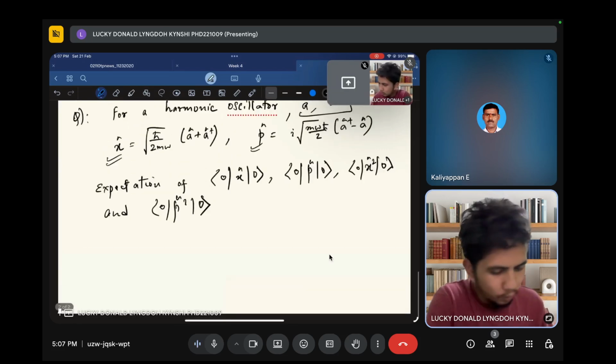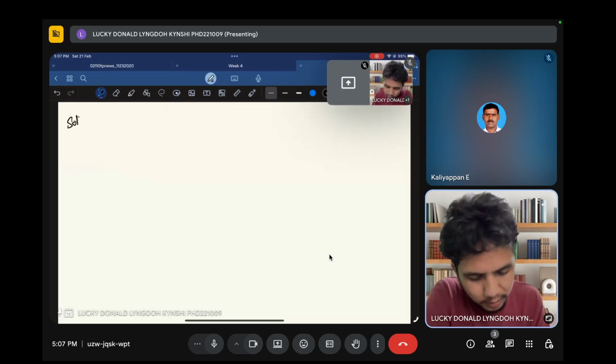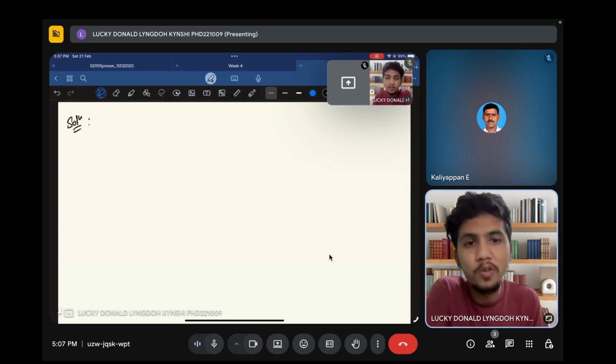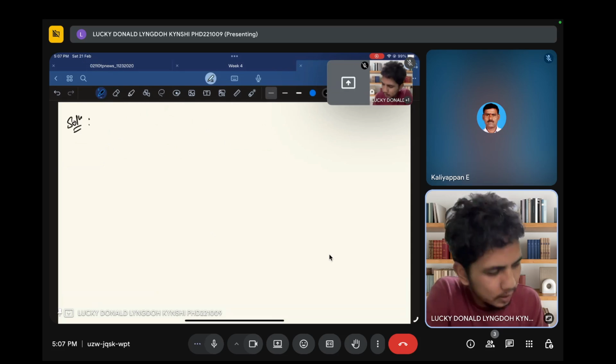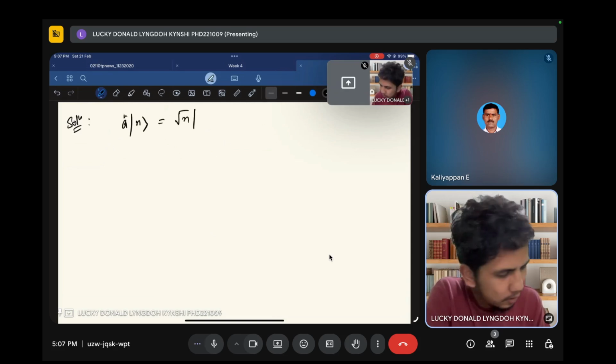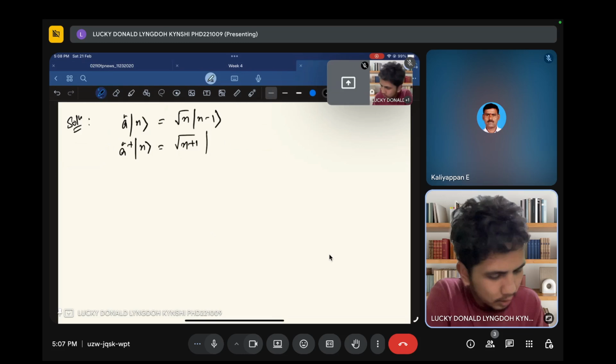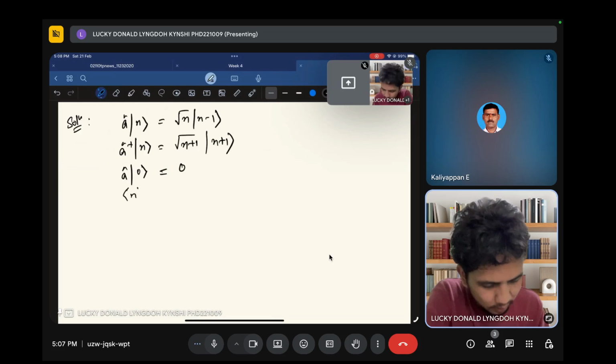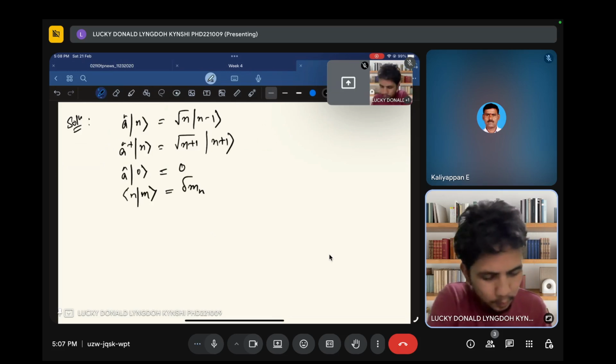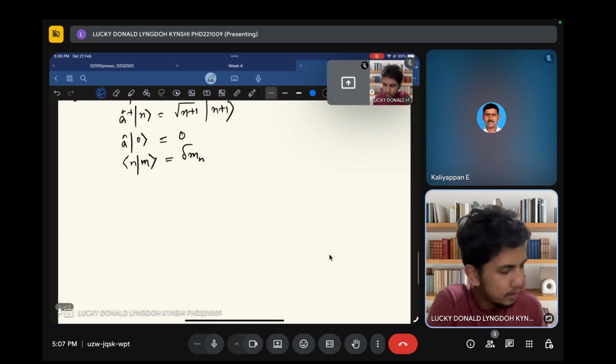Before I solve the problems, let me just write the formulas that we are using in these problems. The operator a cap operating on the state n, where n is any state, gives root n times the state n minus 1. a cap dagger operating on the state n gives root over n plus 1 times the state n plus 1. Then a cap operating on the state 0 will be equal to 0, and the inner product of n and m is delta mn. So these are the formulas that we will be using. This is pretty straightforward.